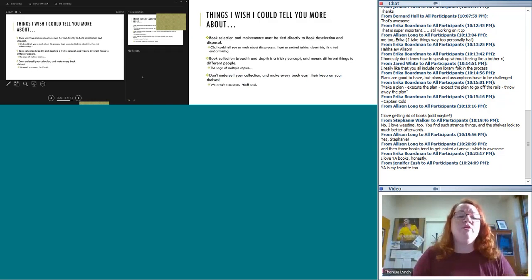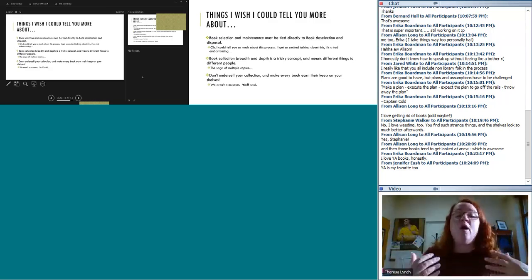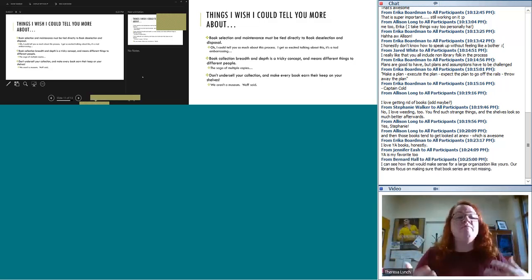Please don't undersell your collection, and make every book earn its keep. I have worked in public library systems where, honestly, books were bought because they should be bought. And I'm not saying that we don't purchase some books because they get starred reviews and they get awards. But the vast majority of books that we buy, and what we buy in large quantities, are popular reading materials. We are not an academic library. We're not a special library.